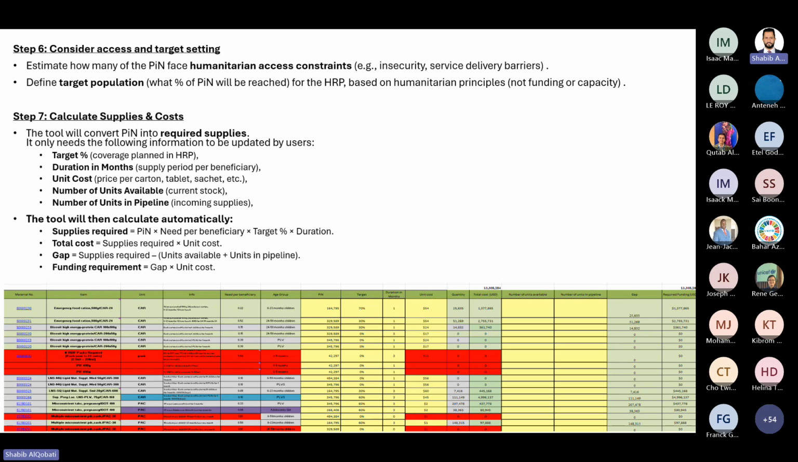Also ensure that you enter the units available and units in the pipeline to find the gaps, meaning how many quantities are missing for this supply. After that, we can come up with the supplies required, the total cost and the funding requirement. So this is overall the steps. And as mentioned by Antina, we are here for any one-to-one discussion to explain it more.